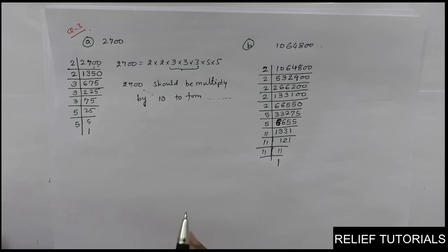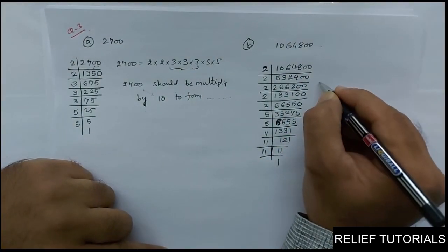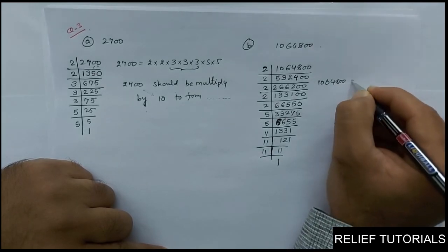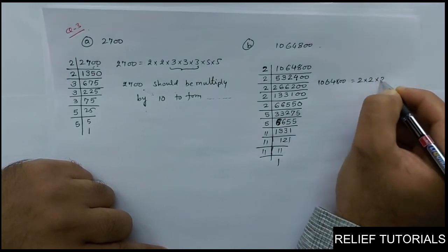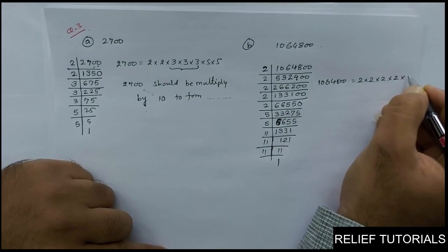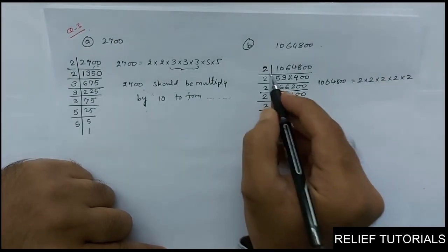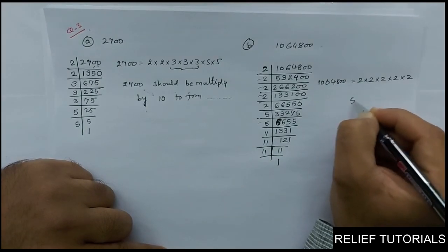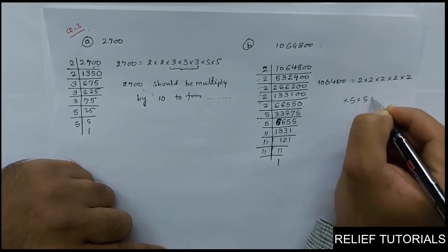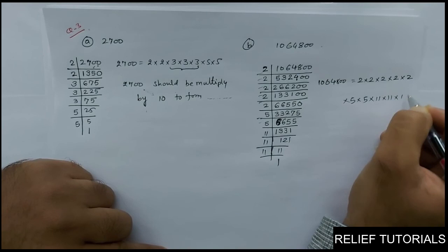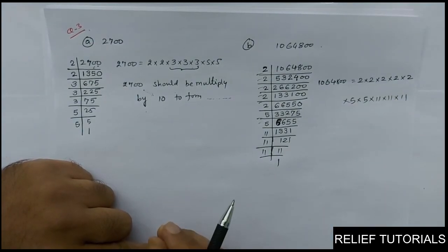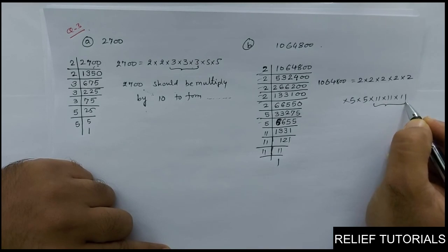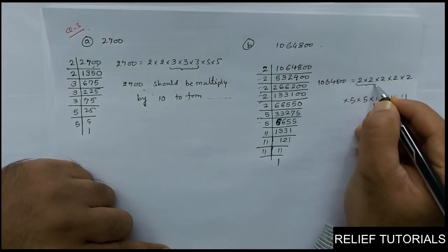Okay, so if you see, the prime factors of 106800 are 2 into 2 into 2 into 2 into 2, 5 times 2, 2 times 5, 5 into 5 into 11 into 11 into 11. Well, let us see the triplets. So it's a triplet of 11, triplet of 2.